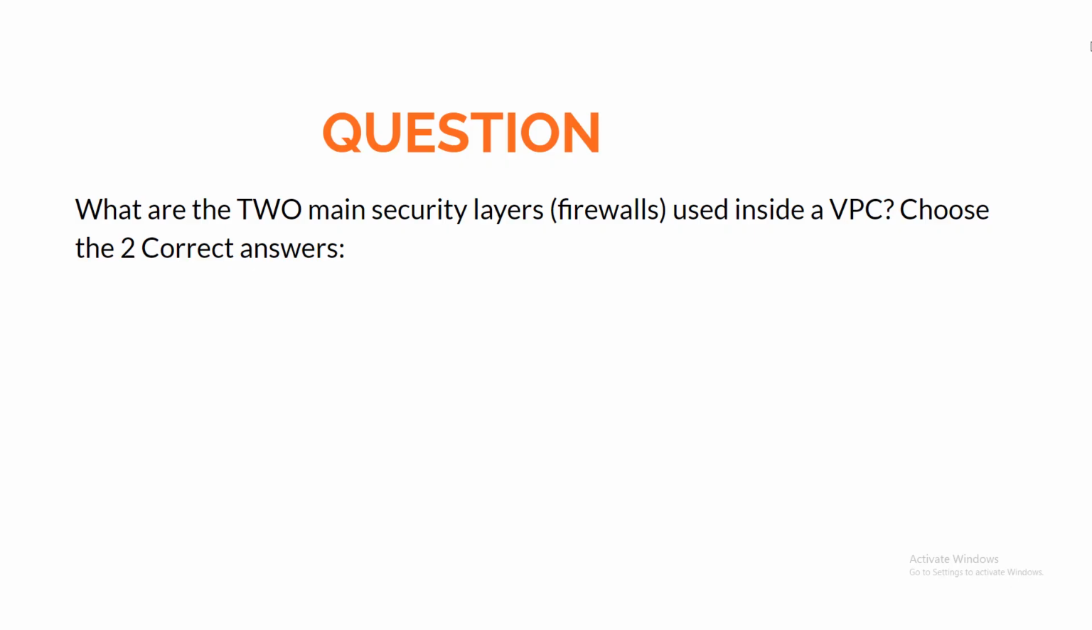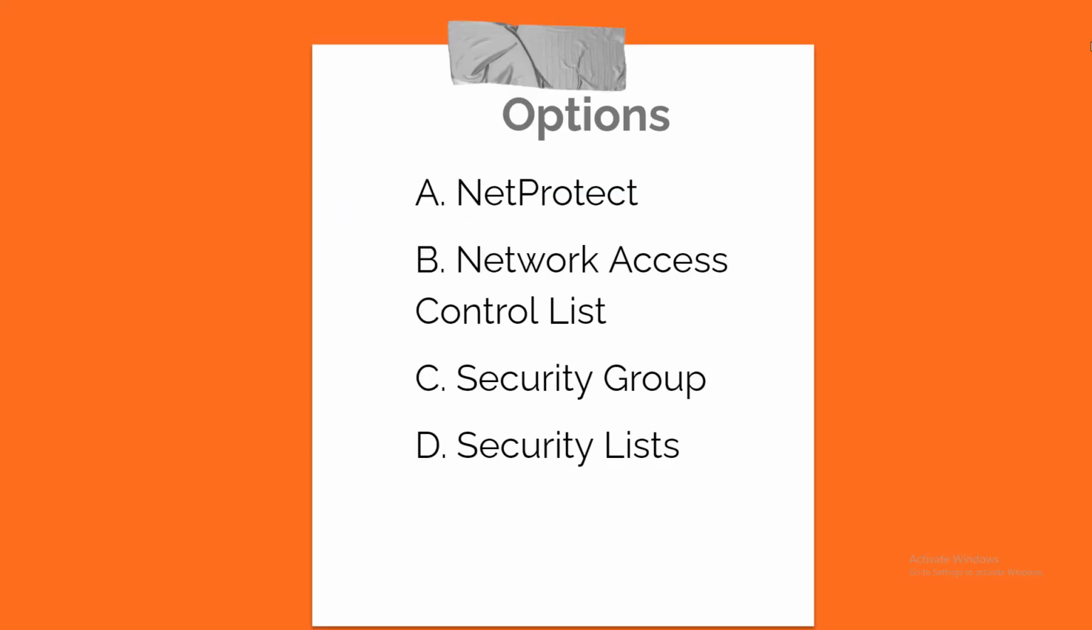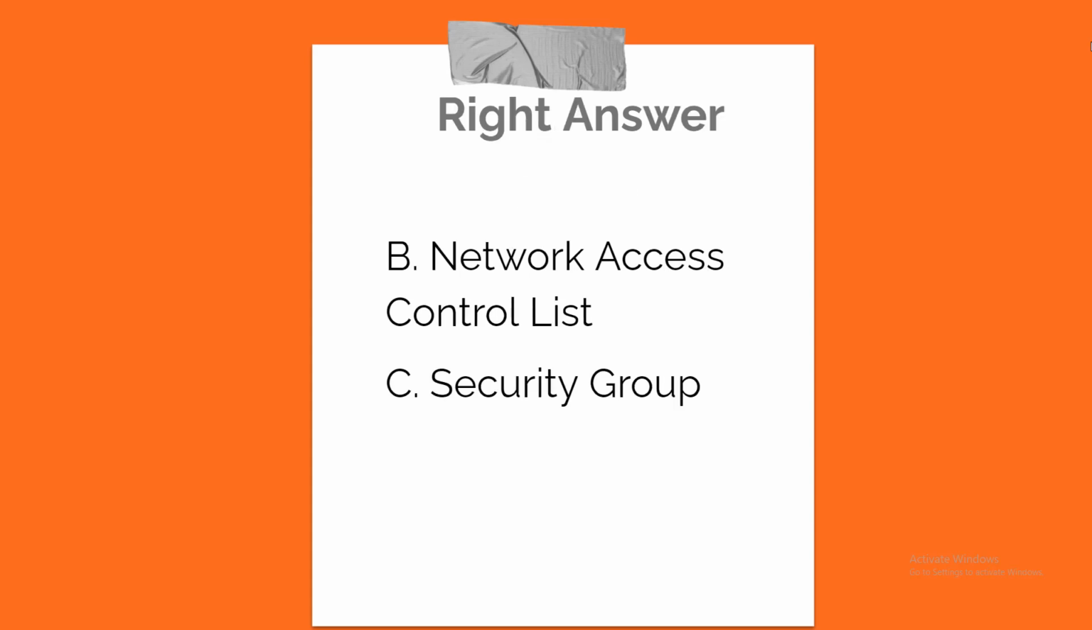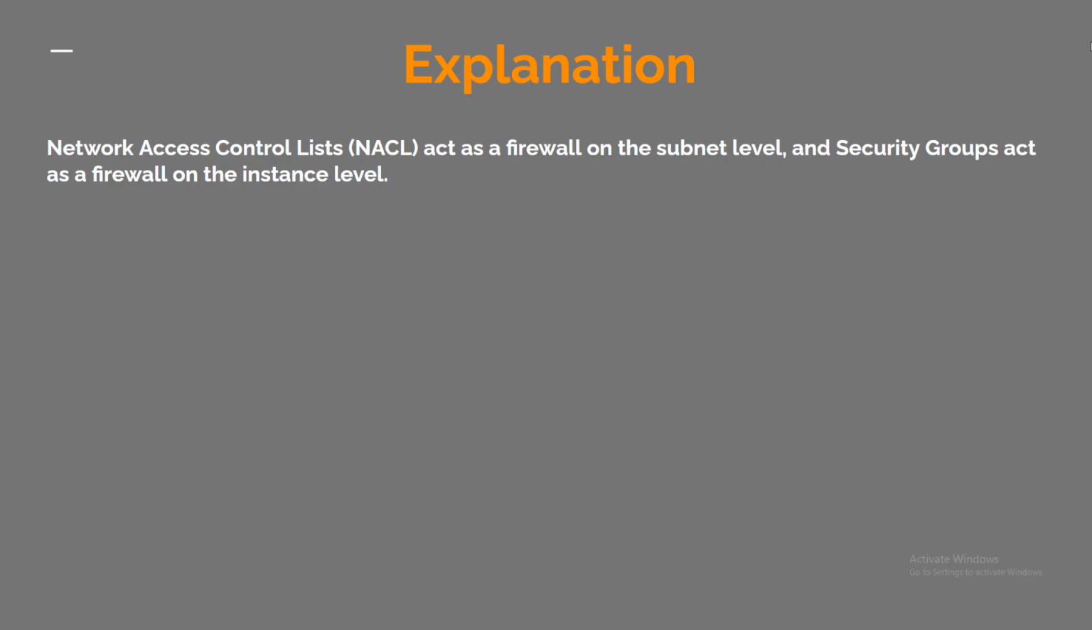Question. What are the TWO main security layers, firewalls, used inside a VPC? Choose the 2 correct answers. A. Net Protect. B. Network Access Control List. C. Security Group. D. Security Lists. Answer. B. Network Access Control List. C. Security Group. Explanation. Network Access Control Lists, NACL, act as a firewall on the subnet level, and security groups act as a firewall on the instance level.